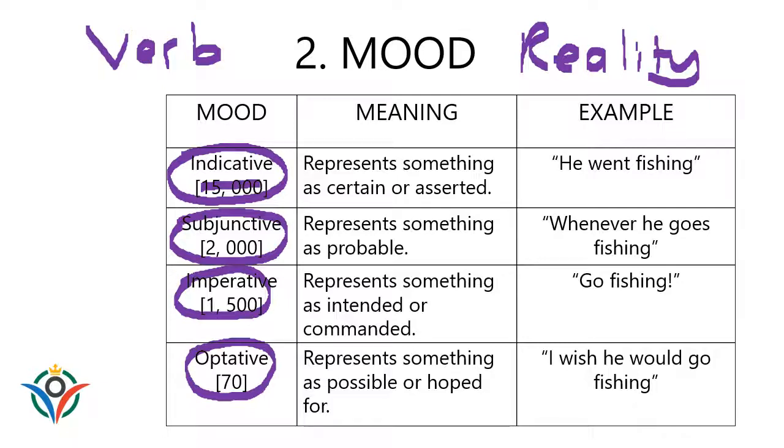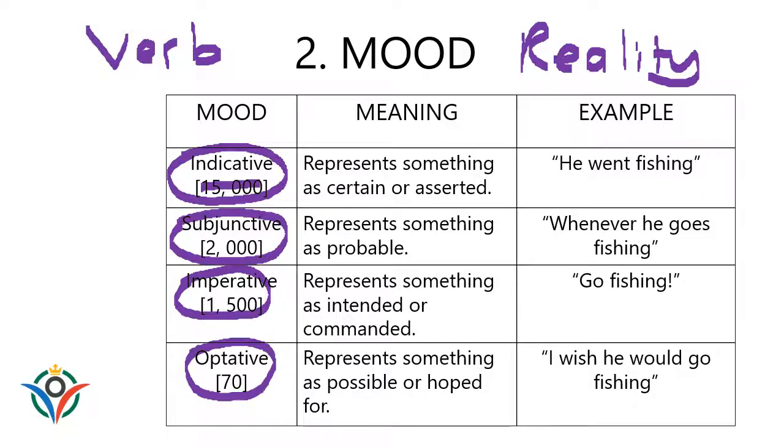Next, the subjunctive mood, the meaning, it represents something as probable. So the subjunctive mood represents the verbal action as indefinite but probable. So it's the mood of probability. And it often deals with something that might take place in the future. Right? It might happen. It's probable. So here's an example: whenever he goes fishing.